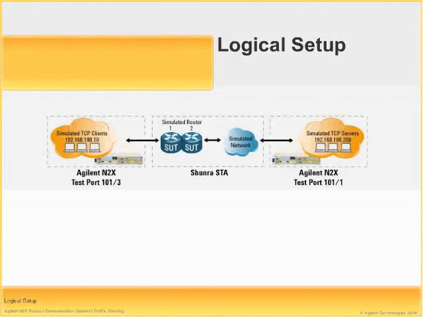Let's now move on to the main part of our demonstration. We will be using the Agilent N2X to simulate TCP clients on the left at port 101/3 and TCP servers on the right at port 101/1. We will be using the Shunra to inject impairments using either the simulated router or the simulated network as shown in the diagram on this slide.